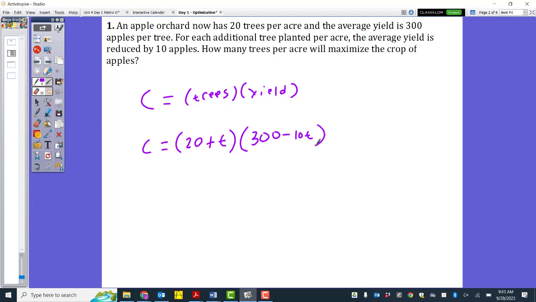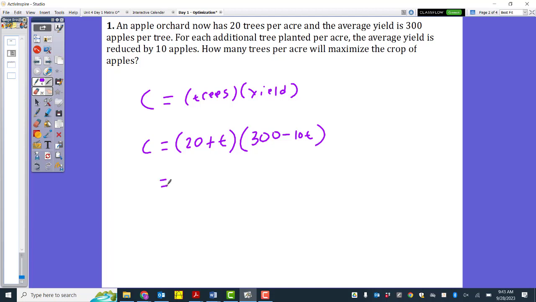We could do product rule if we wanted, but we're looking for the derivative. We're looking for what t value will make us have the maximum, or not maximizing the number of trees, maximizing the crop.